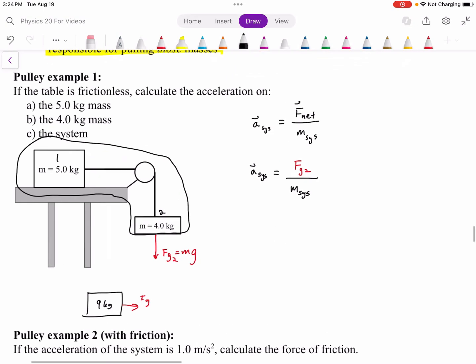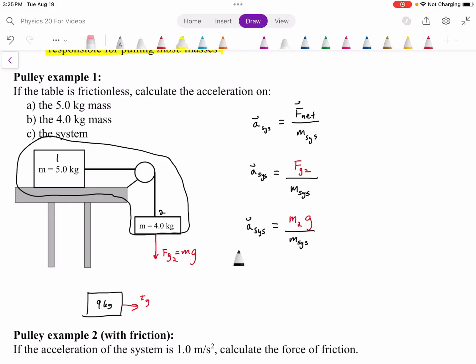Now, we know the mass of mass 2, it's 4 kilograms, so we can find what Fg2 actually is, right, Fg equals mg. So be very careful here. Only this mass is producing this force of gravity that's moving the system. So we just want to do mass 2 times acceleration due to gravity, right? But that force is now responsible for accelerating the whole system. So we're still dividing by the mass of the whole system.